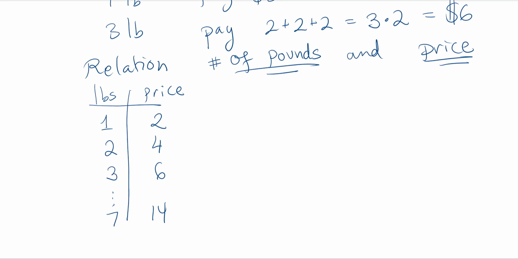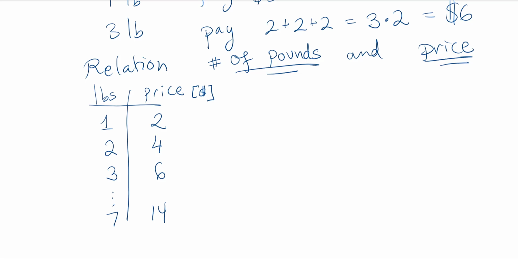Again, because we know that each pound costs $2, and we'll write the units for this as dollars. So for each pound, we will pay $2. So if we want to buy 7 pounds, we will have to pay $14. And that's quite simple. Is there another way to write this?